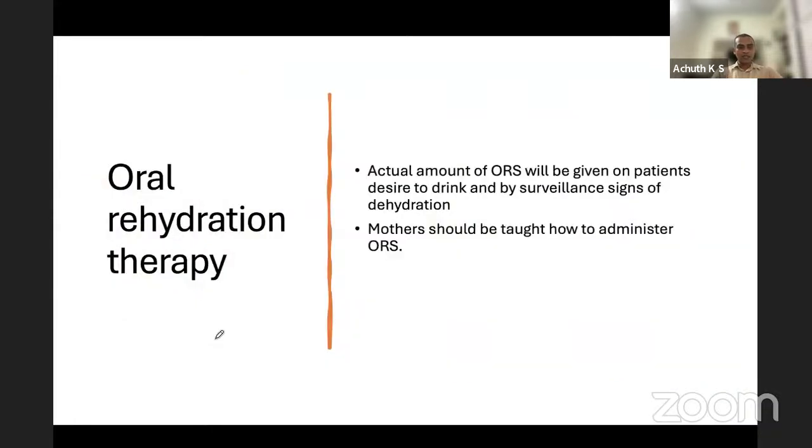How to give the ORS? The actual amount of ORS will be given based on the patient's desire to drink and by the surveillance signs. The mother should be taught how to administer ORS and how to prepare the ORS.